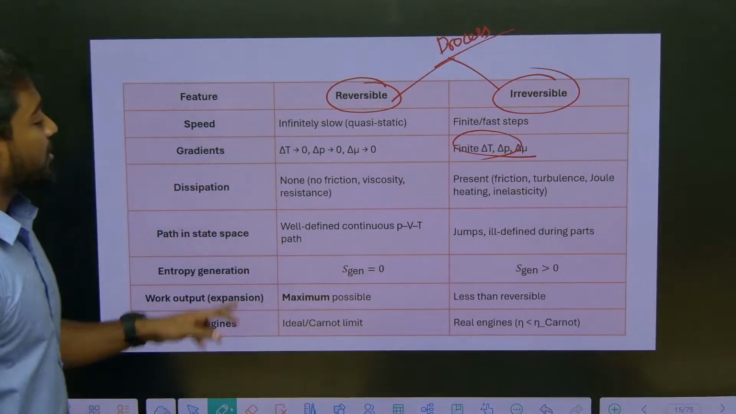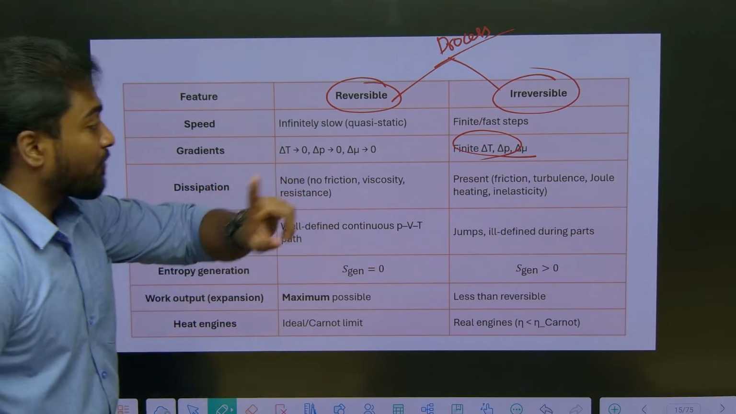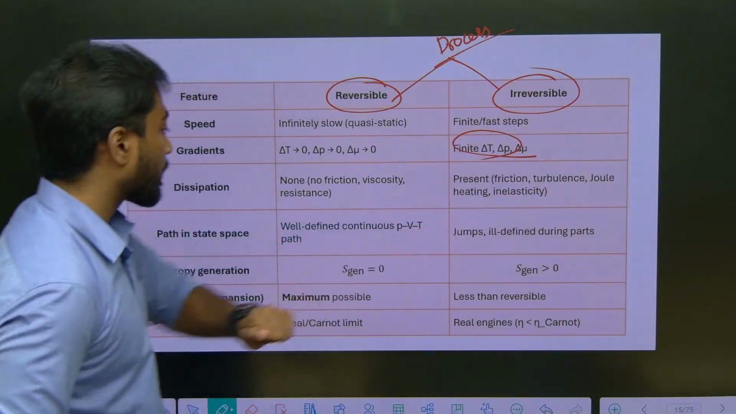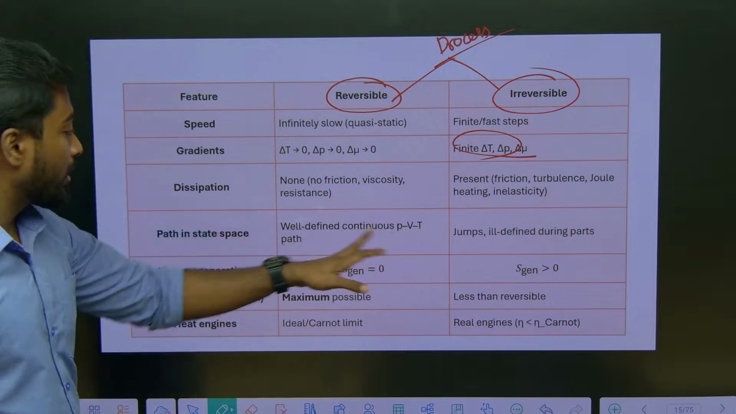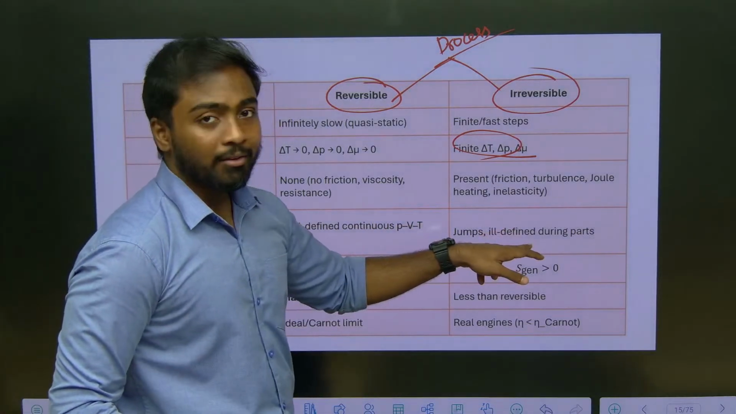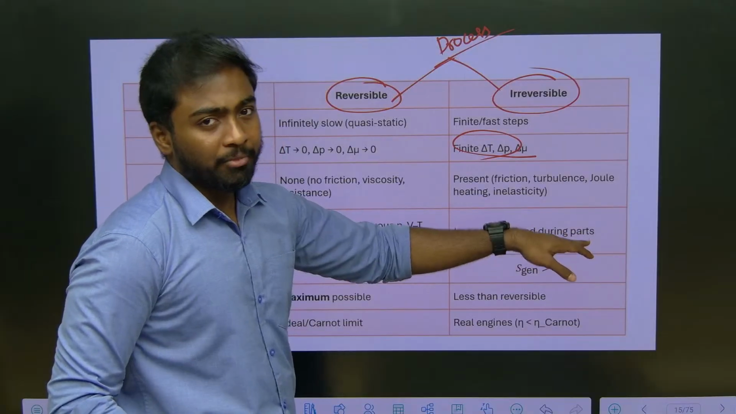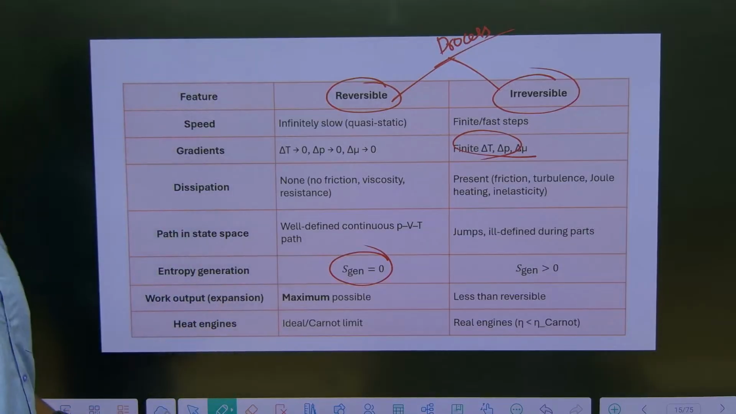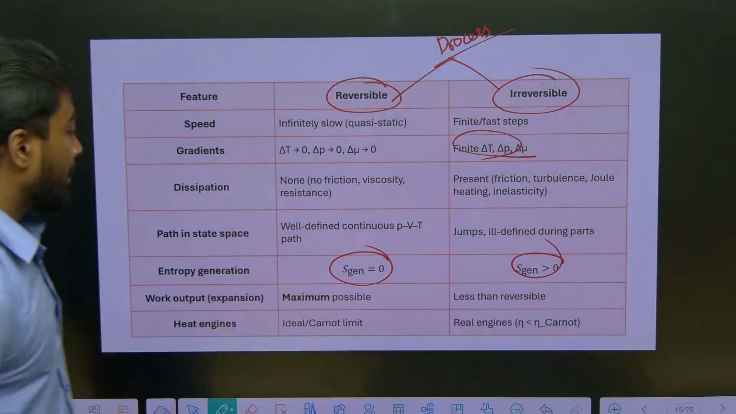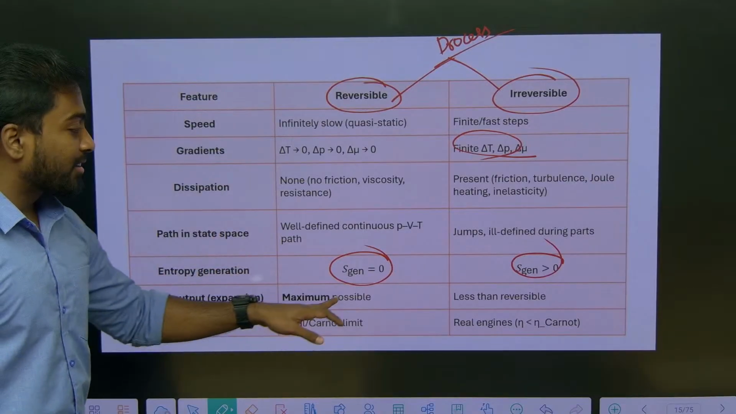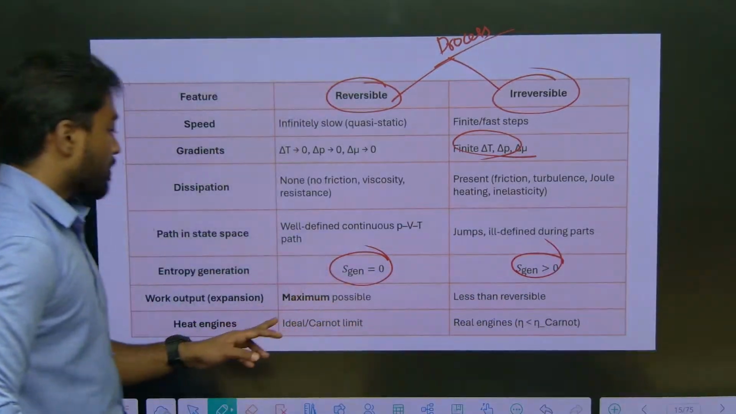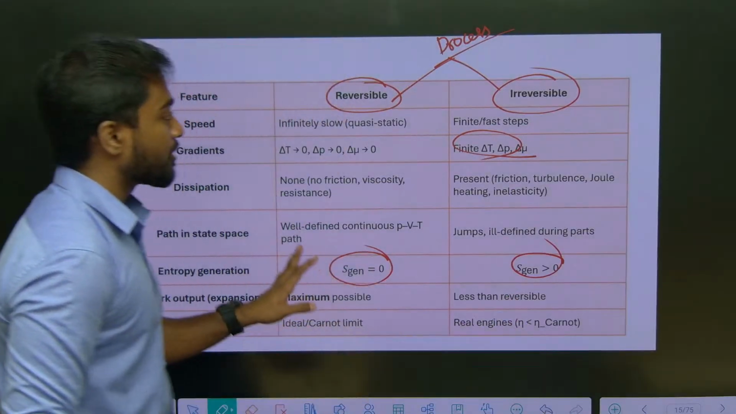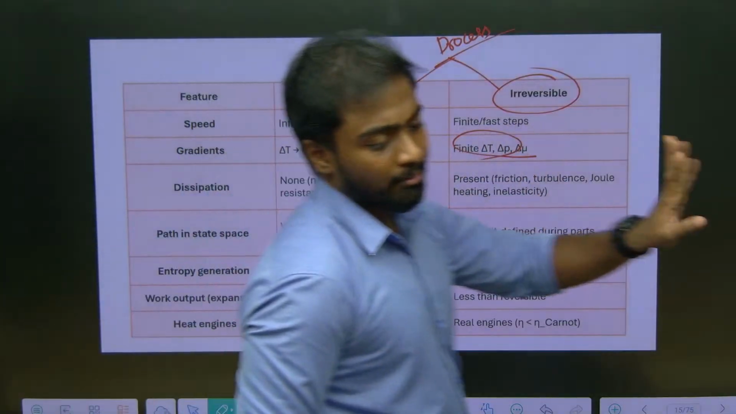Okay, so dissipation: in reversible there is no friction, viscosity, or resistance; in irreversible, friction will be there, turbulence, Joule heating, inelasticity, everything will be there. Reversible has a well defined continuous PVT path, and in irreversible there are jumps, it is undefined during the path. And entropy generation S gen will be 0 for reversible and greater than 0 for irreversible. So output is maximum possible, and for irreversible it is less than the reversible. So ideal cannot limit real engines. These are the differences between reversible and irreversible processes.